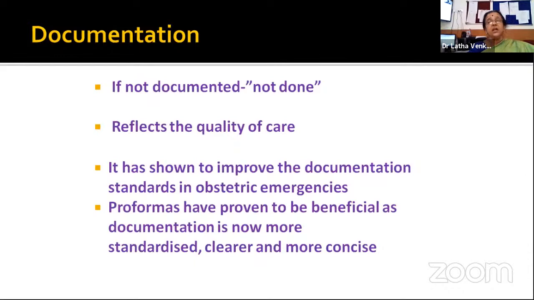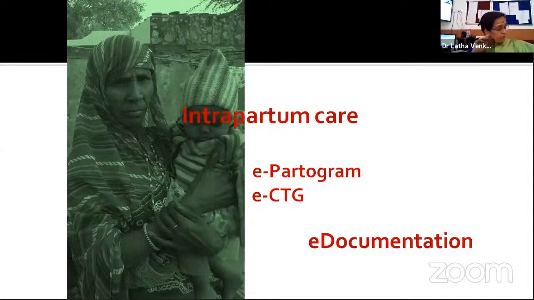And a special word of caution regarding documentation: if not documented, it is not done. Because the litigations are going up in our country in obstetrics. So that's why people are fearing to give intrapartum care during labor. So many of them are not even allowed to go in for labor. So documentation reflects the quality of care, and it is important that we have proper documentation. So how do we go about it? How do we better the quality of our intrapartum care?